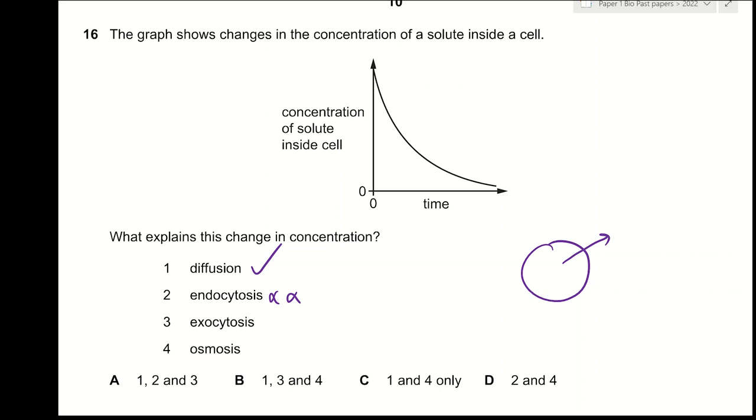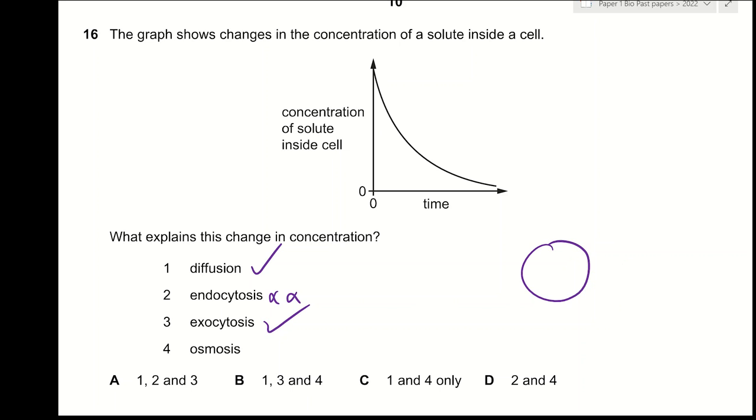Therefore, this is incorrect. Now three, exocytosis. So for exocytosis, the solute moves out, also lowering its concentration inside the cell. So this is correct. For four, osmosis. Now, there's a trick part here. Yes, osmosis is indirectly involved in decreasing the concentration of solutes. Why, you'd ask?